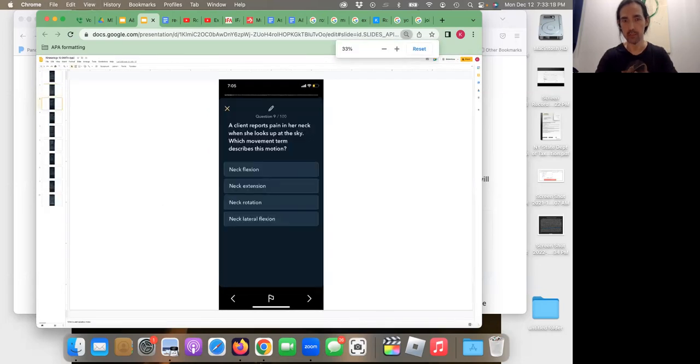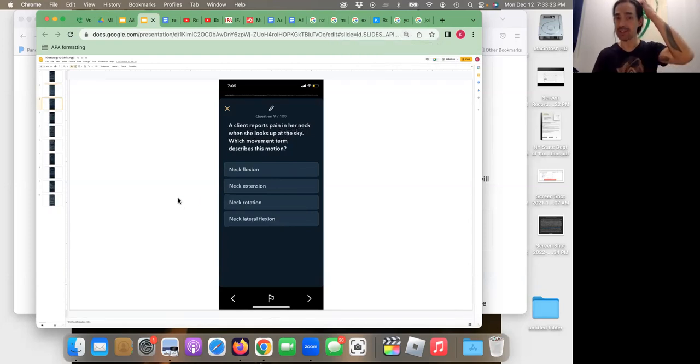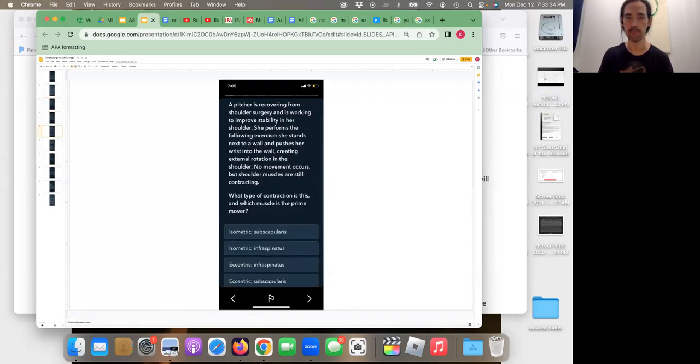Okay. A client reports pain in her neck when she looks up at the sky. Which movement term describes the motion, looking up at the sky? Neck flexion, neck extension, neck rotation, or neck lateral flexion. And that, I hope you would know, would be extension.